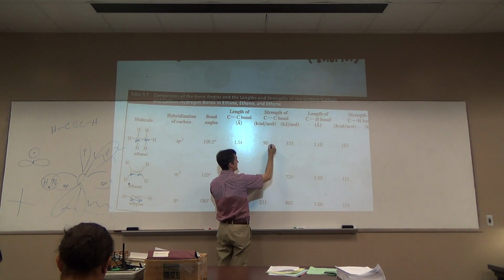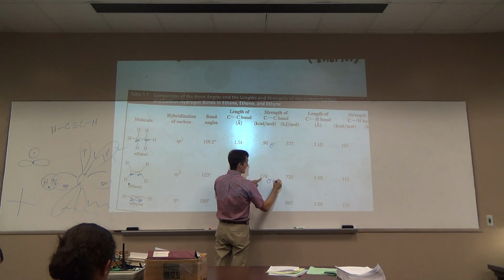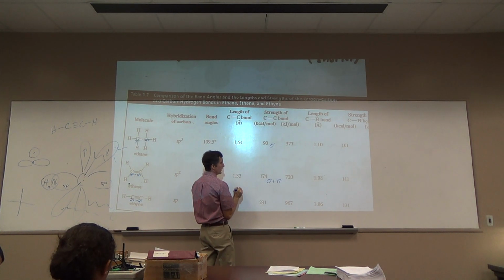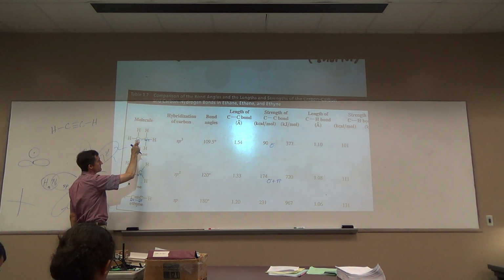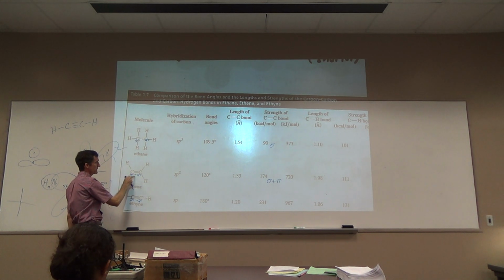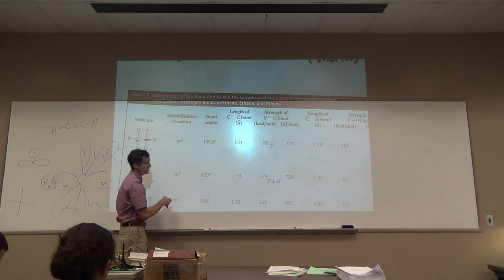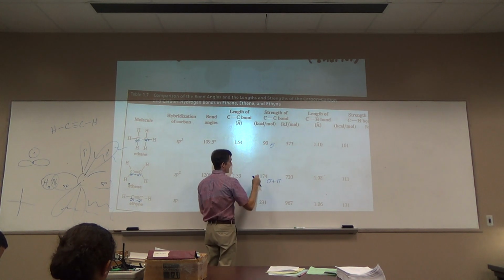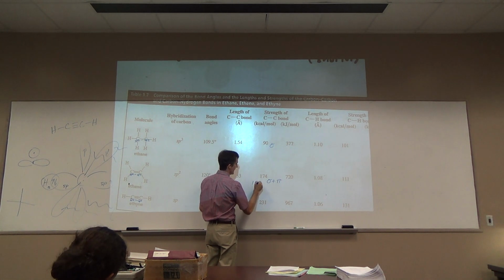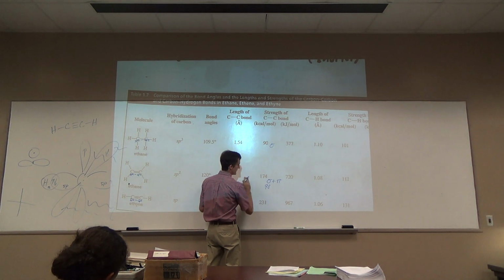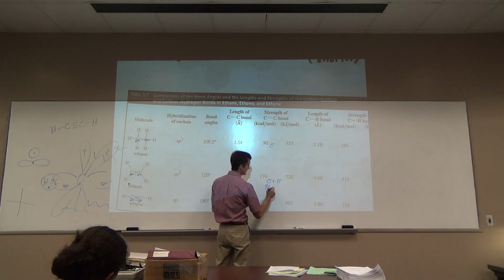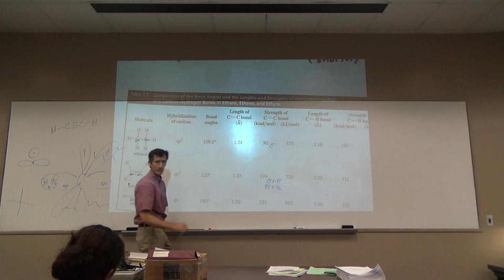Let's look at it. This is a sigma, but this is a sigma plus a pi. Which sigma is stronger? The sp3? No, this sigma is stronger because these orbitals are lower in energy: more s character, lower energy orbitals. I don't know the exact numbers, but this sigma may be 98, and then the weaker pi would be about 76. Is a pi bond weaker than a sigma?